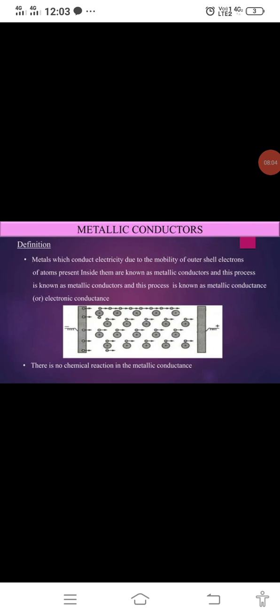Metallic conductors. Metals which conduct electricity due to the mobility of outer shell electrons of atoms present inside them are known as metallic conductors, and this process is known as metallic conductance. There is no chemical reaction in the metallic conductance.